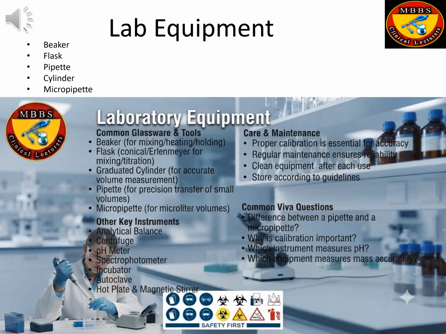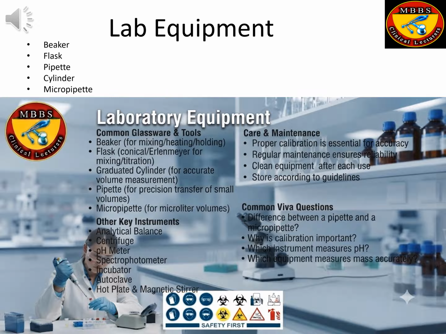A micropipette measures very small volumes, typically between 0.1 µL and 1000 µL, and is widely used in molecular biology, microbiology, and biochemistry. Other important equipment includes analytical balances, centrifuges, pH meters, spectrophotometers, incubators, autoclaves, hot plates, and magnetic stirrers. Proper calibration and maintenance of equipment are essential for obtaining accurate results. Always clean equipment after use and store it according to laboratory guidelines.